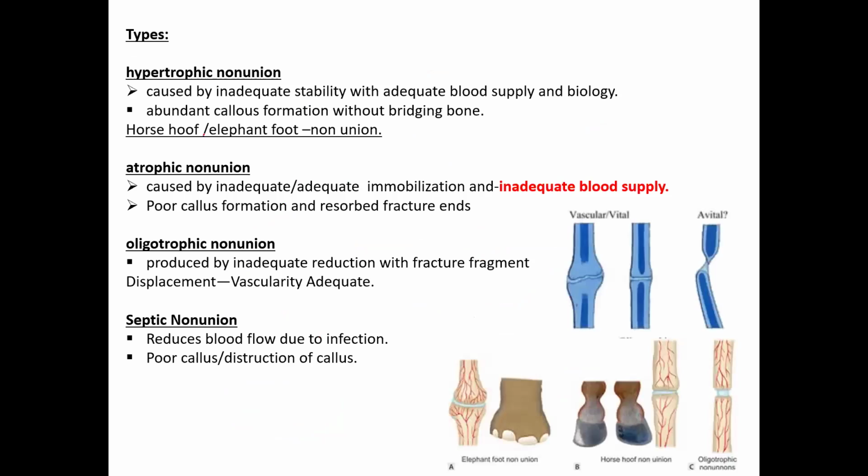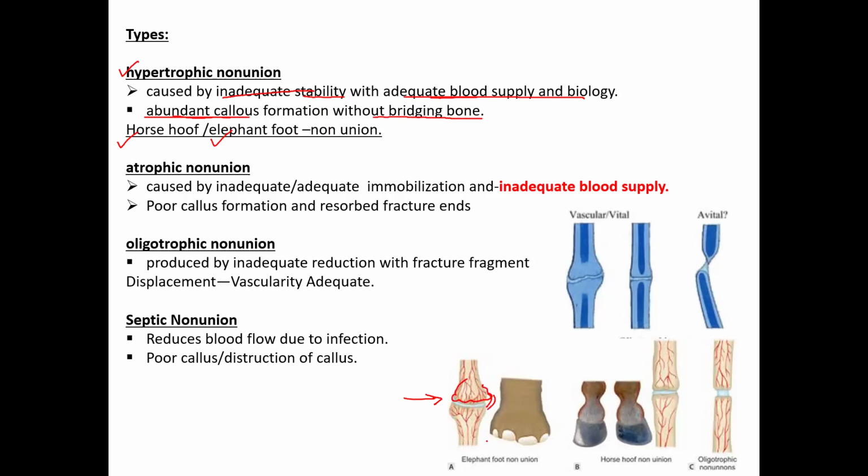Here is again an explanation of the same thing. We have hypertrophic non-union. As I told before, here reduction is good, but stabilization is bad, so there is inadequate stabilization. Vascularity is nice here, so good vascularity and biology. What happens here? The callus will form, but it won't breach the fracture. An example for this is horse hoof or elephant foot non-union. If you see, the stabilization is poor, so there is more callus formation, but it is unable to breach.